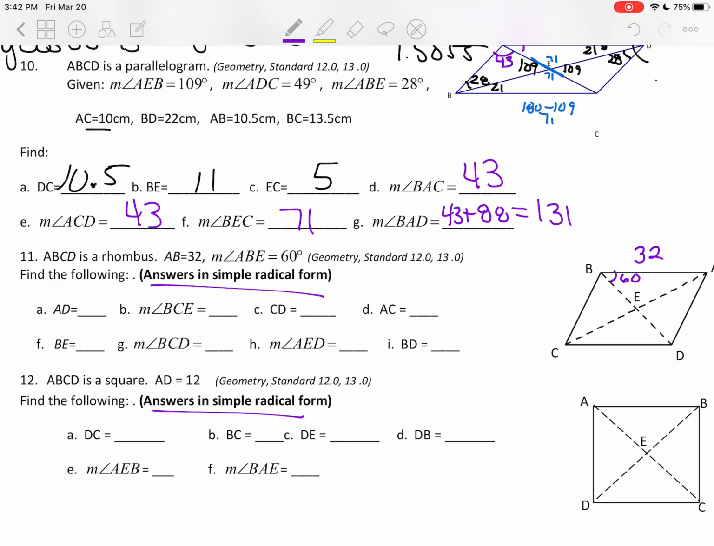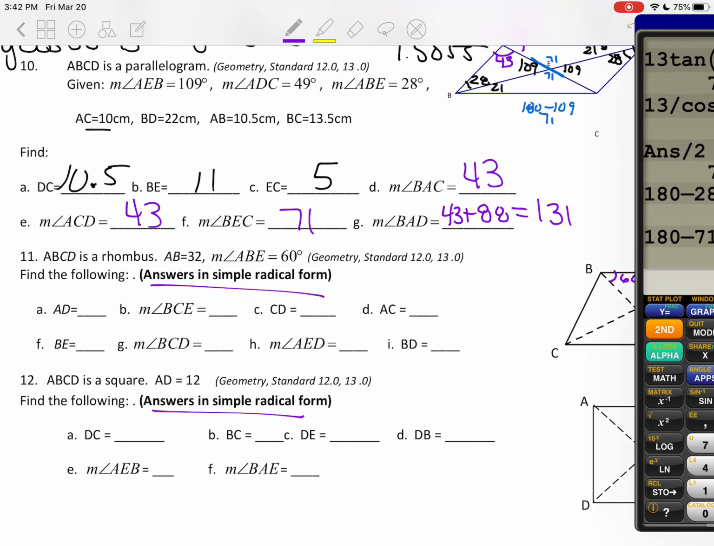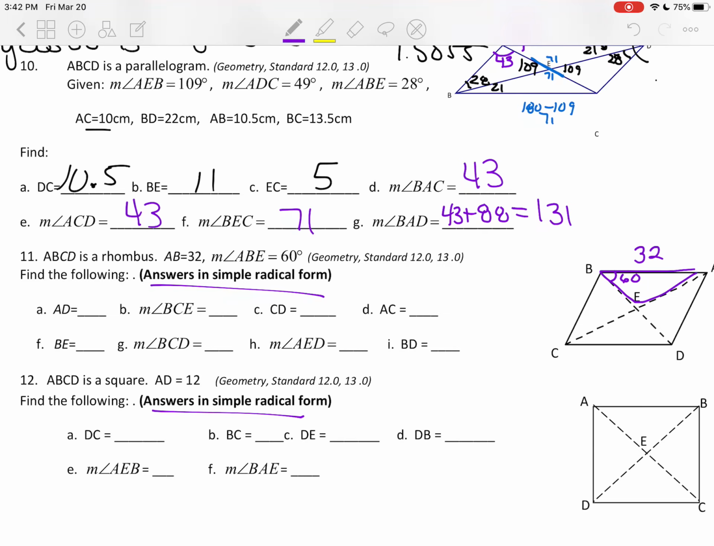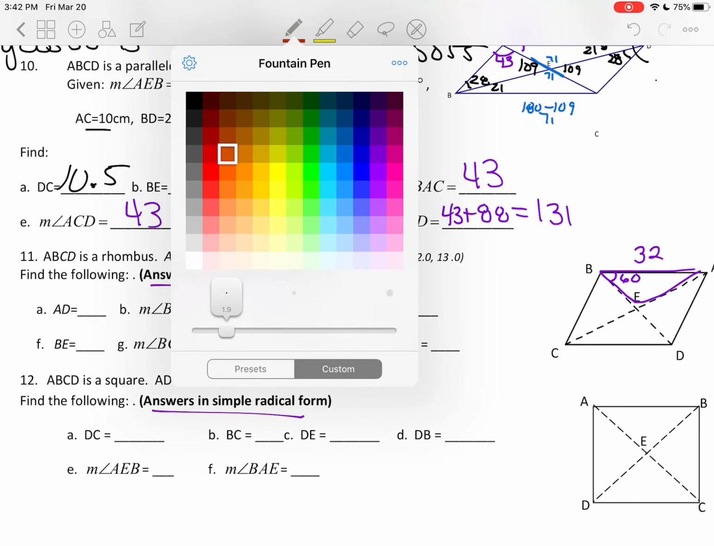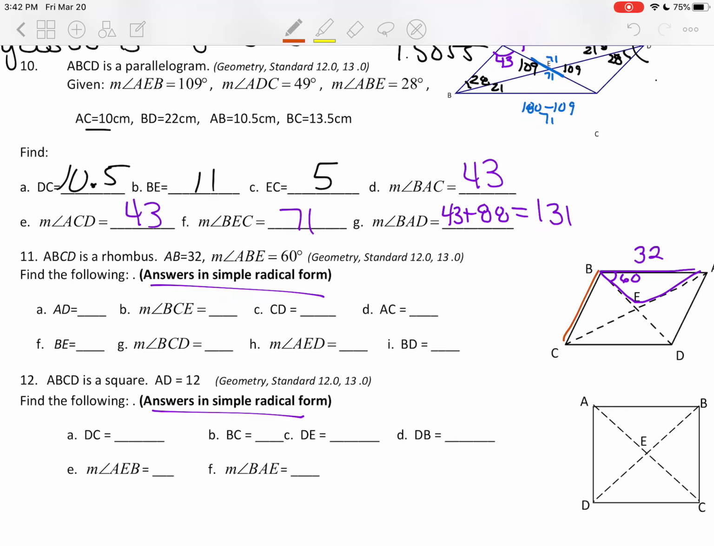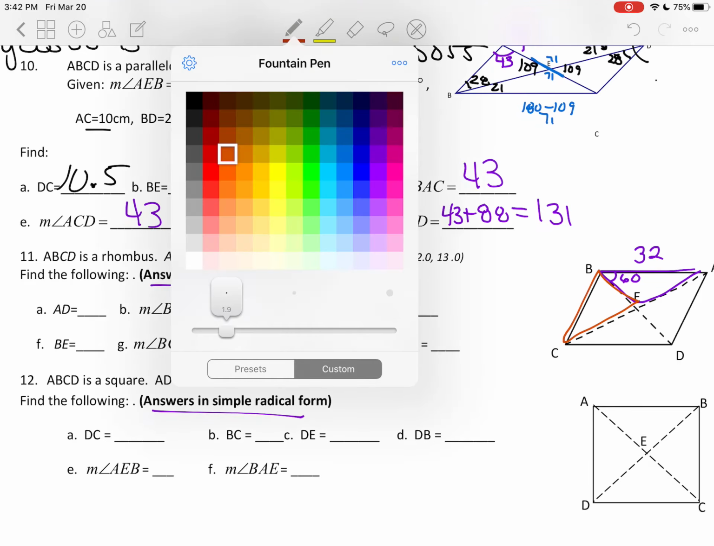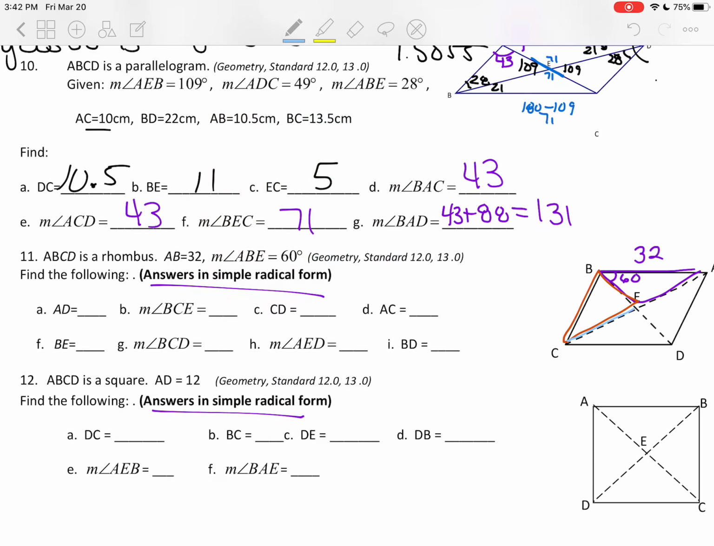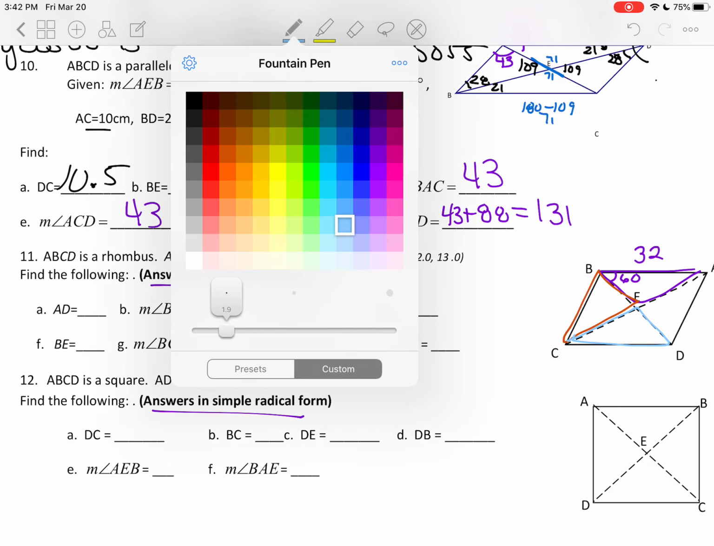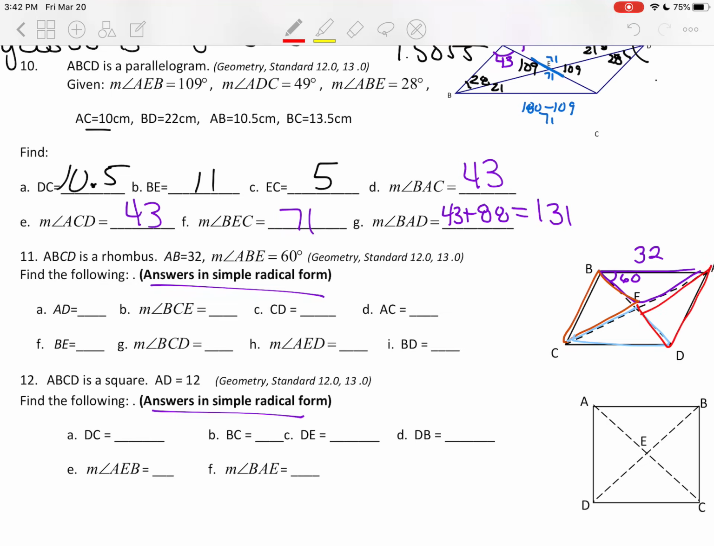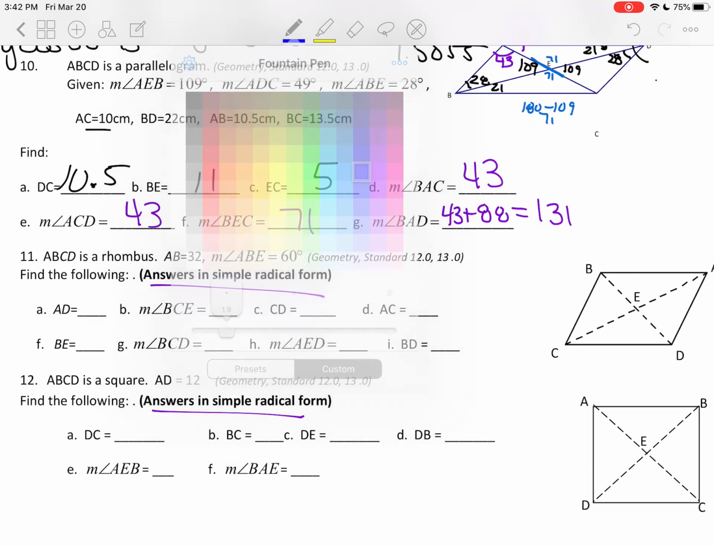The thing about a rhombus, guys, please remember that all of these little triangles, this triangle here, this triangle here, this triangle here, and this triangle here, they're all congruent. So you find the measurements for one, and all you have to do is reflect it around to find everything else. All right, so I'm going to erase that. So I'm going to draw one triangle.